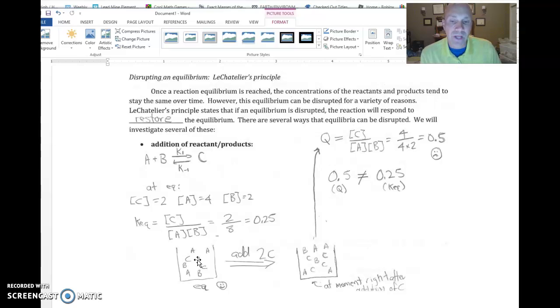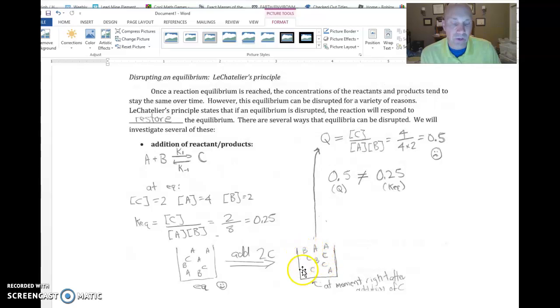But what would happen if we had a bottle of pure C laying around, and we were to add some of that material to this reaction mixture? At the moment right after the addition, you're going to have a couple of extra C's around. You had 2 C's over here, and now you've got 2 extra C's.